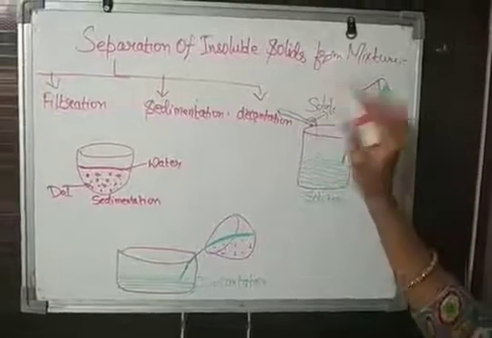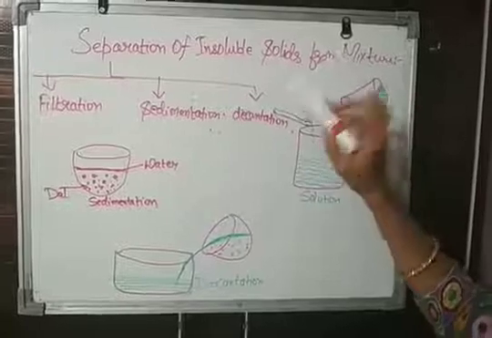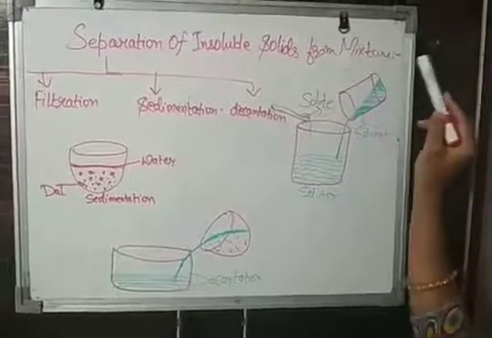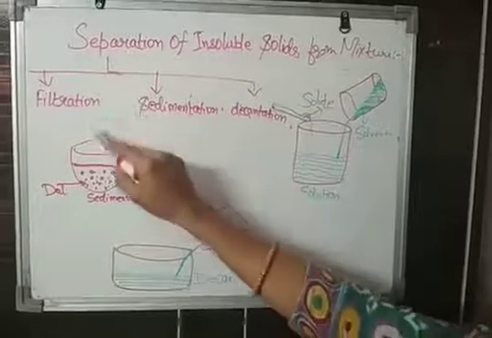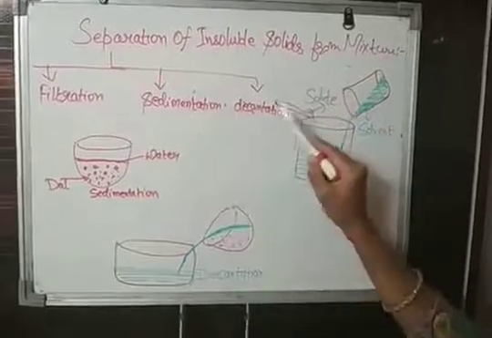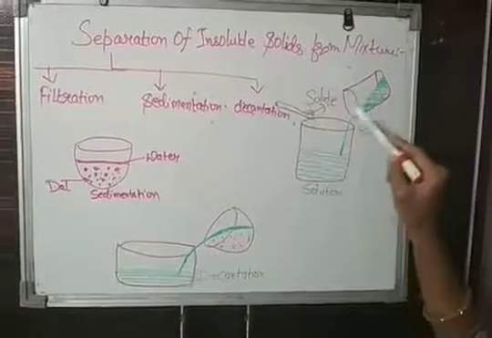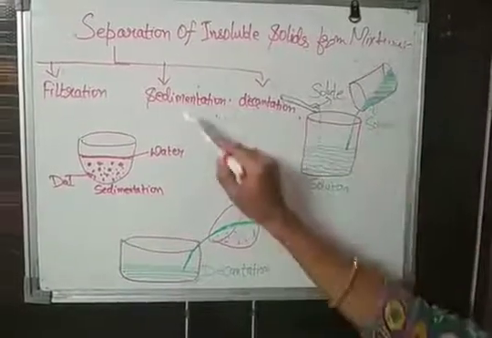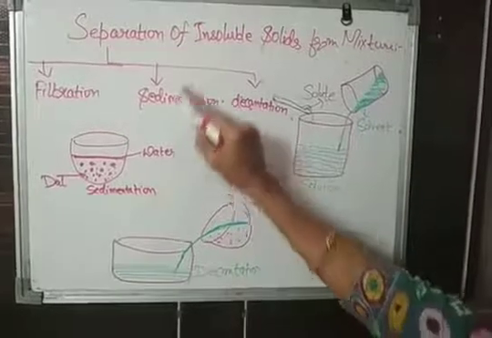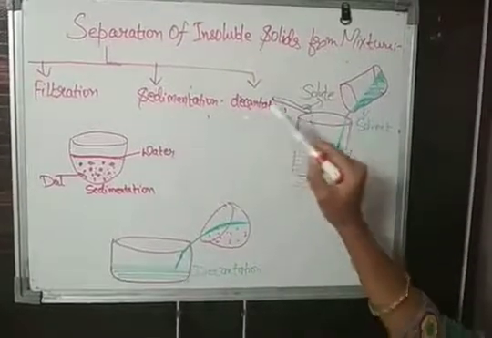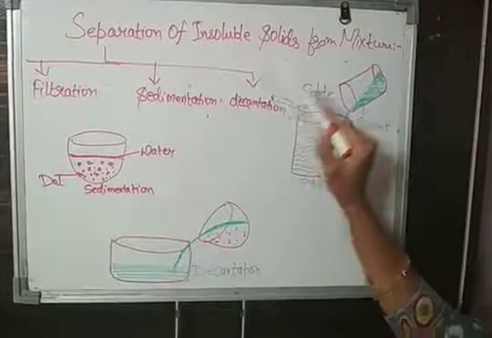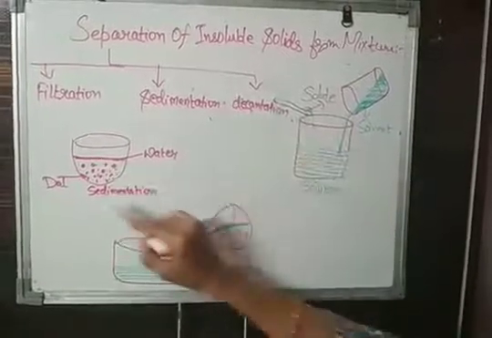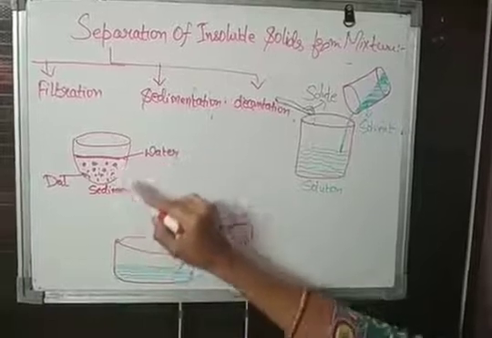If the solids in liquids are not soluble, that is, they are insoluble, then those can be separated by three methods: filtration, sedimentation, decantation, and there is another process also, loading, which we will discuss later. Right now we will start our discussion with sedimentation. What is sedimentation? Sedimentation means when the insoluble solid settles down after a certain period of time.